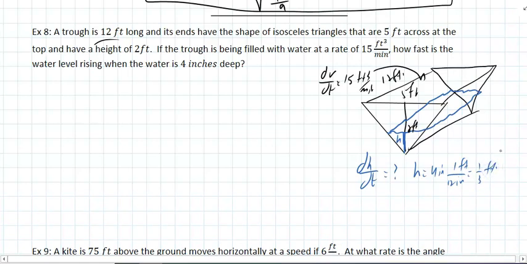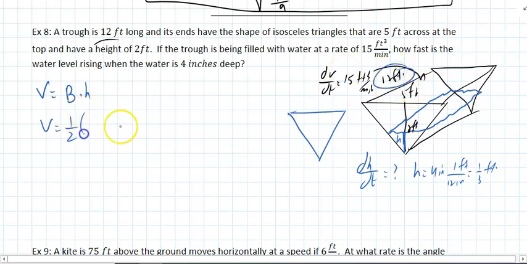Well, let's see how this works. I know the volume of any prism is the area of the base times the height. Volume is the area of the base. We're looking at this triangle. The height is 12, so this is 1/2. This is fixed, that height right there.